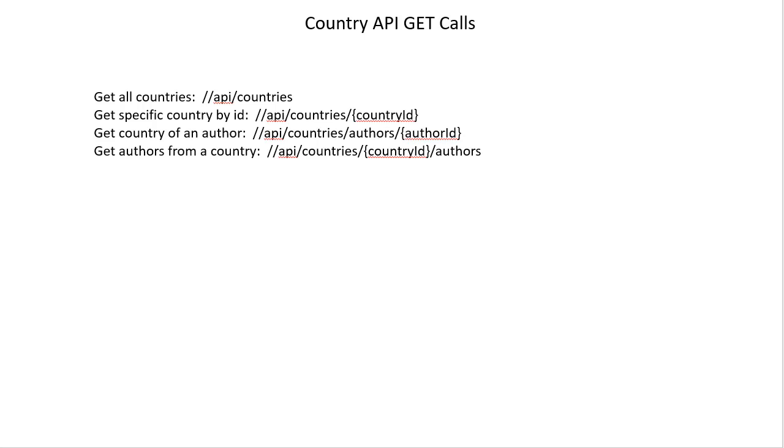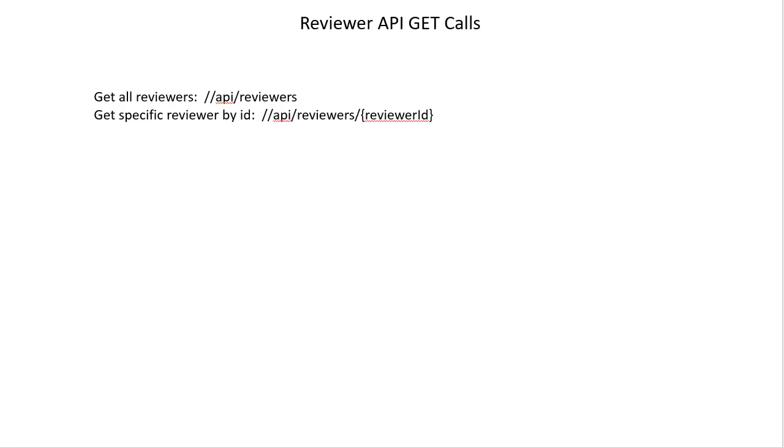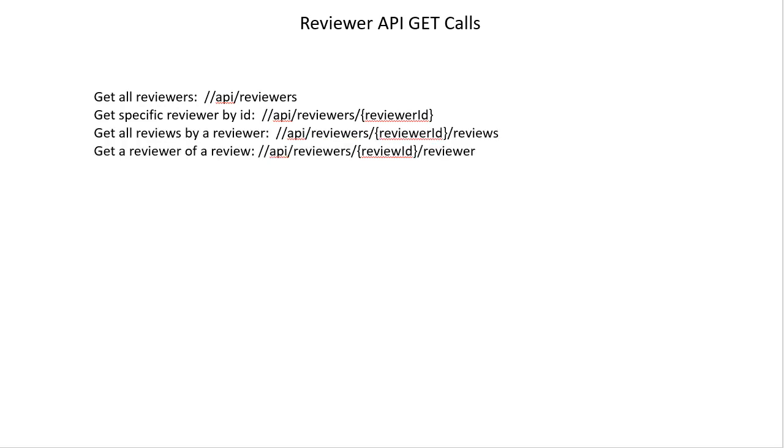Next one, let's have a look at the reviewer API calls. And again, we'll retrieve all reviewers and a specific one by the ID. But we also want to have a call that retrieves all reviews for a specific reviewer. We'll pass the reviewer ID and get all reviews associated with this reviewer. And we want to have a call that retrieves a reviewer for a review. So we will pass a review ID, and the call will return who wrote that review.